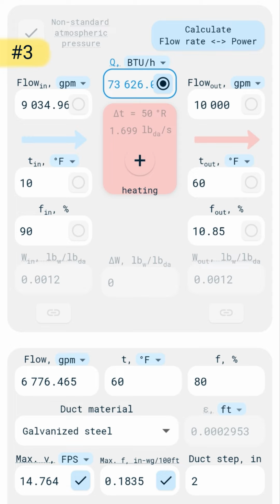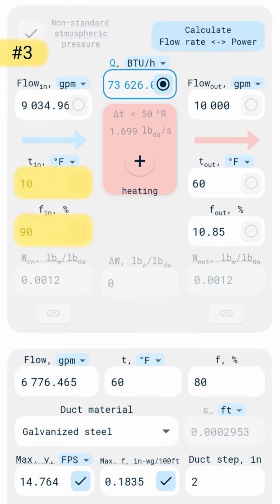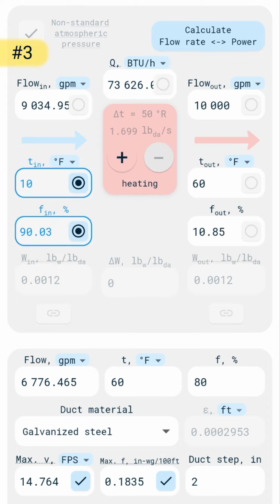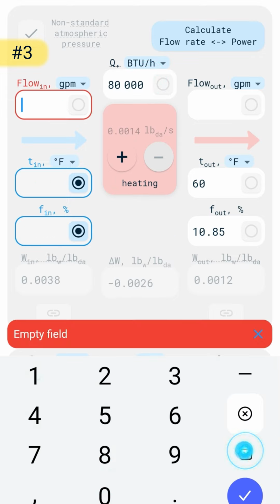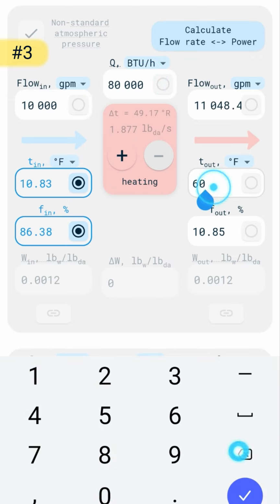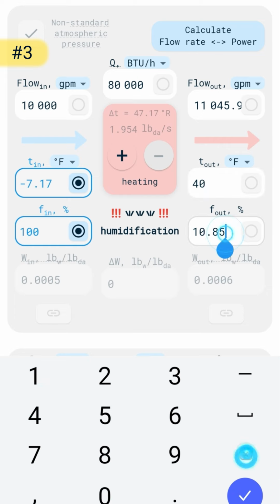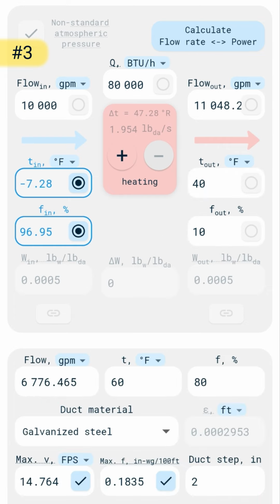Calculation option number 3 is determining the temperature and humidity of the incoming air. We input the power, the flow rate of either the incoming or outgoing air, and the parameters of the outgoing air. We obtain the values of the incoming air parameters. You can switch the heat source to a cooling source, and likewise obtain the values of the incoming air parameters.